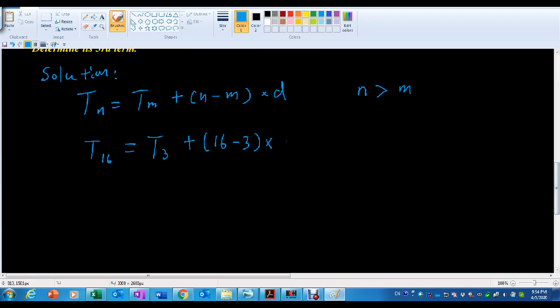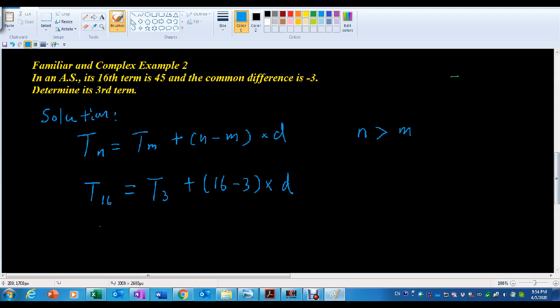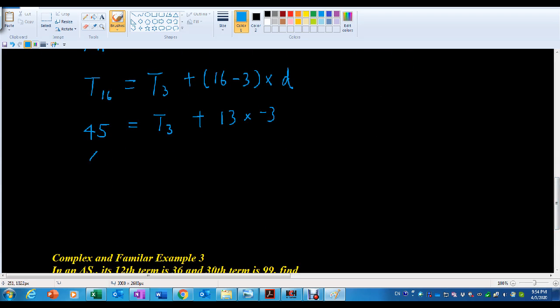Alright. Okay, first we get this n and m correct. T16 is 45, T3 is what we're going to find. Okay, so you don't know yet. It's plus (16 minus 3). That means 45 equals T3 plus 39, so T3 equals 45 minus 39... 84. Okay.